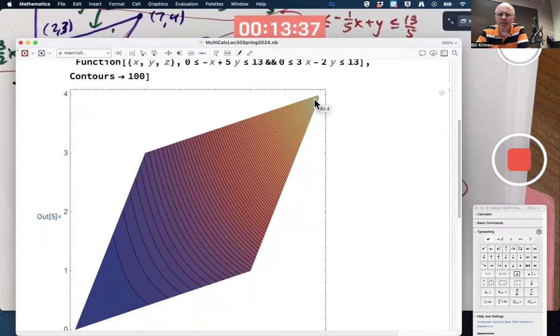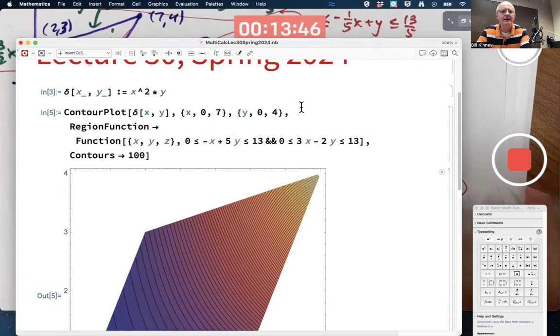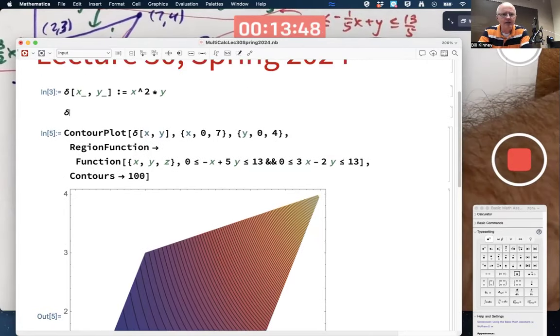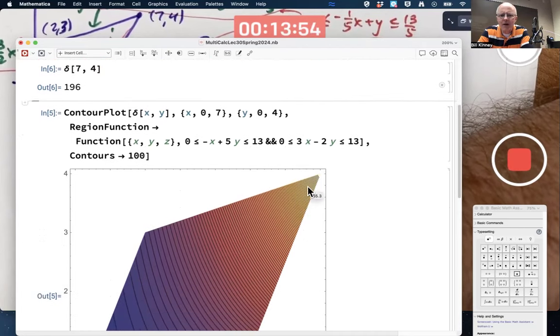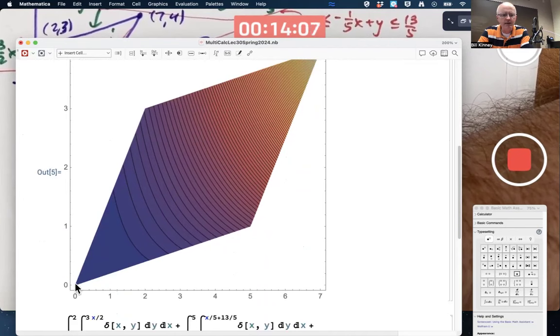Highest function values in the upper right corner. You can see numbers there that are getting close to 90. Yeah, I bet the value of the function in the upper right corner is 90. Delta of 7, 4 is, no, 196. Why am I seeing them? Oh, I missed the 1 in the front. Okay, it was hidden behind the arrow. In the upper right corner, the value of delta is close to 200. In the lower left corner, the value of delta is 0.